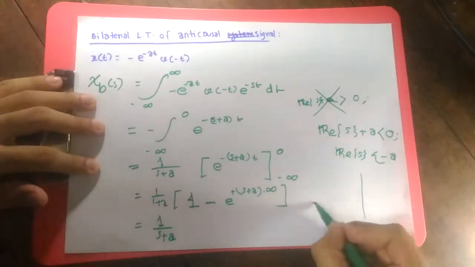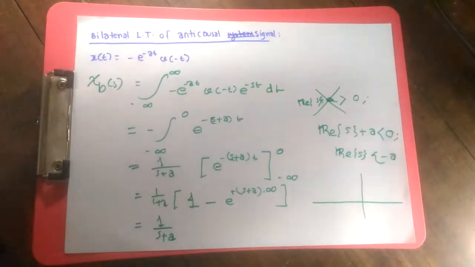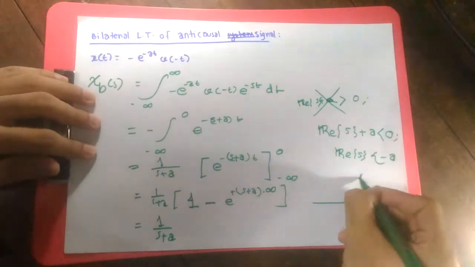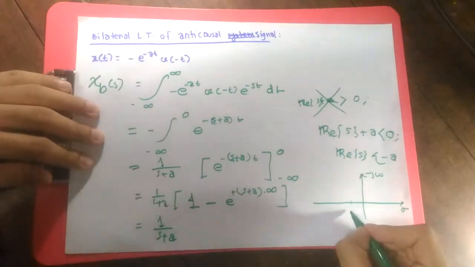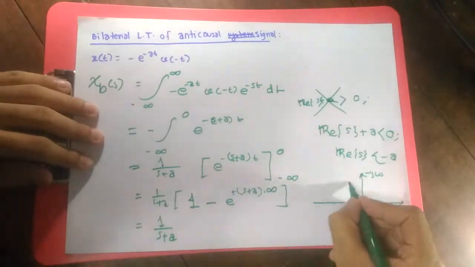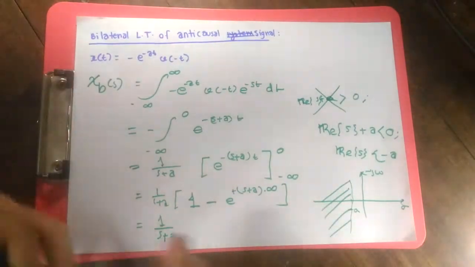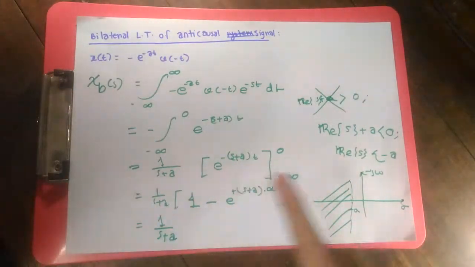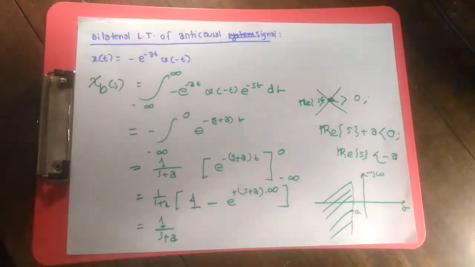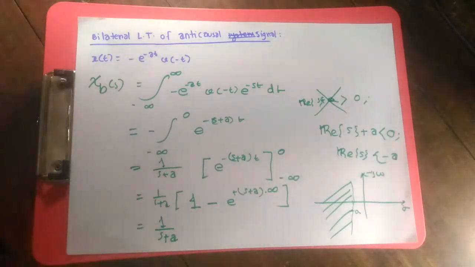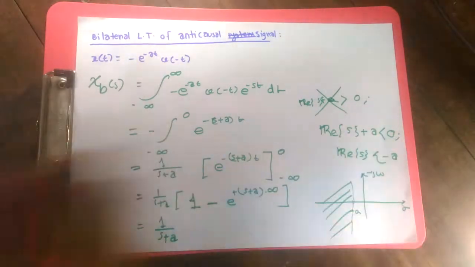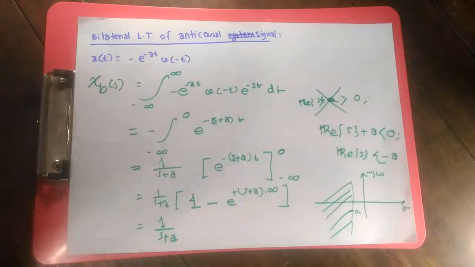If we try to plot that on our s domain plane, this is sigma, this is j omega. So let this be minus a. Then the ROC is simply on the left hand side, so there is going to be an upper limit, but there is no lower limit. All right, so for an anticausal signal, the ROC is always on the left hand side, and for a causal signal it's always on the right hand side.